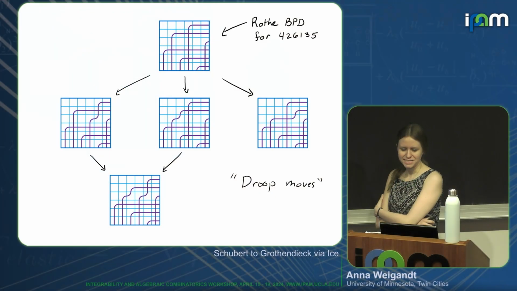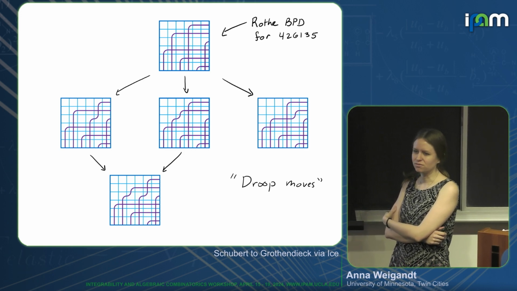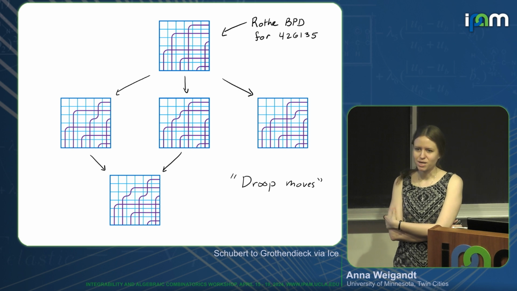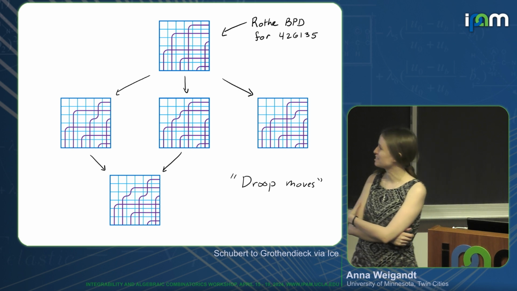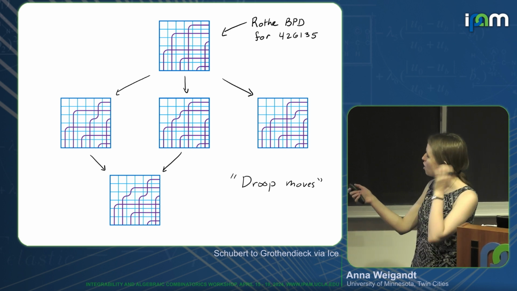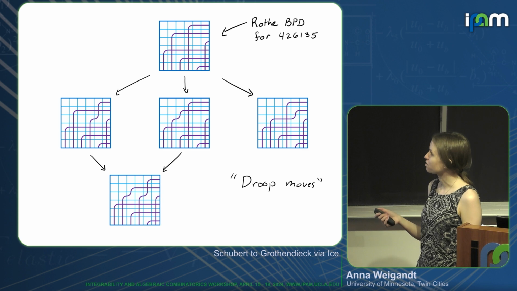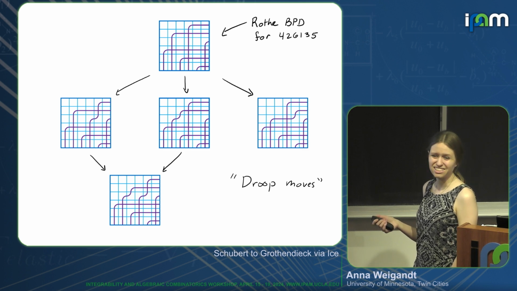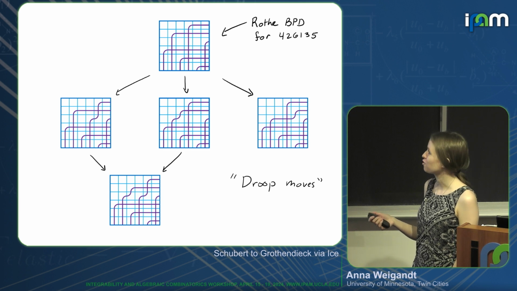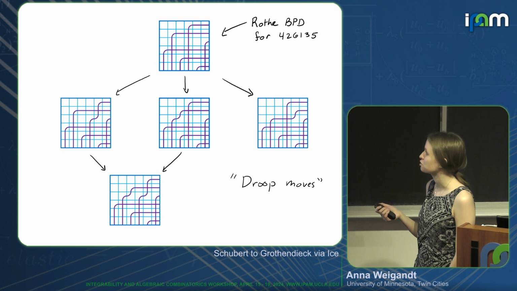So another nice thing about bumpless pipe dreams is that we can use these sort of local moves, these droops, to find all of our bumpless pipe dreams. So I'm not going to be very precise about what these droops are. I'm just going to give you a picture in your head. But we can always start from an initial bumpless pipe dream called the Rothe bumpless pipe dream. And this, if you know Rothe diagrams of permutations, this is literally the Rothe diagram, but I've drawn this a little curved instead of a straight edge.